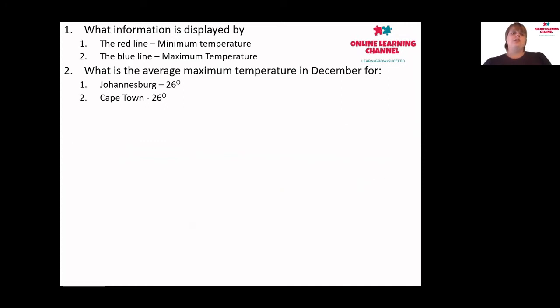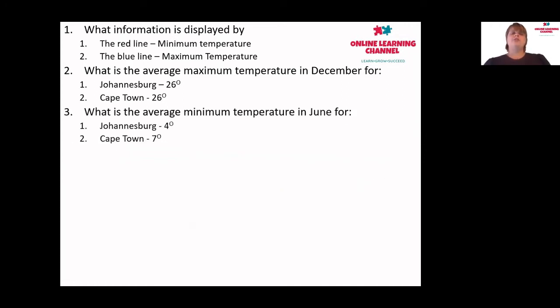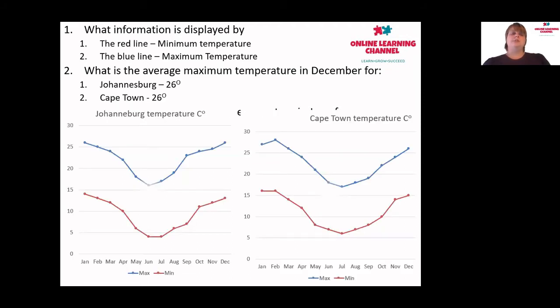Question 3 said, what is the average minimum temperature for June for Johannesburg and Cape Town? Again, here's our information. For the minimum temperatures, we're going to work with the red line, and they ask you for the June minimum temperature. There's June, there's your dot, so you take it from there and measure it all the way back to your degrees, and it looks like about 4 degrees. If you said 3, it should be fine, but in this case, it was 4 degrees.